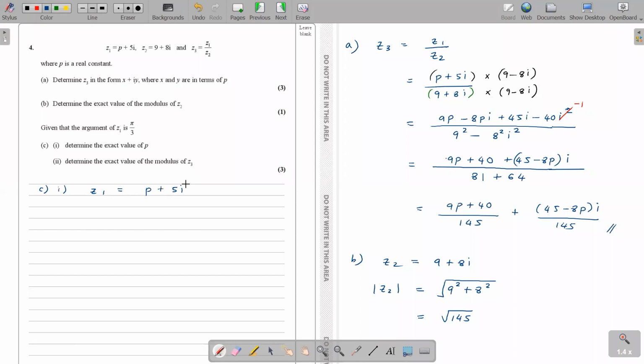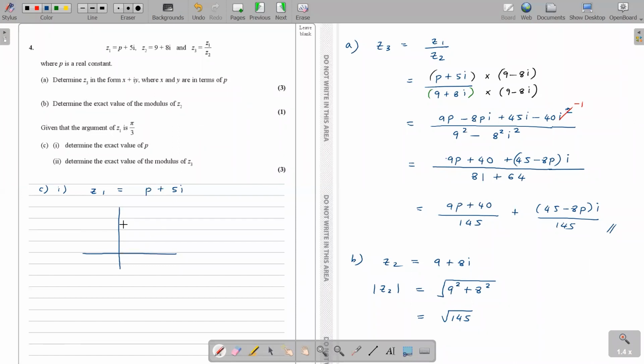Okay, so they tell you the argument of Z1 is 5 over 3. So how do we draw the argument normally? Argument is the angle you make with the positive x-axis, isn't it? So here they tell you the argument is 5 over 3. So the angle you make with the positive x-axis is 5 over 3.